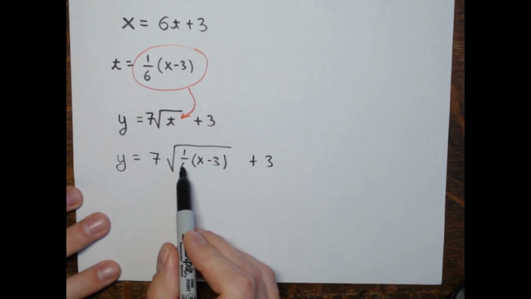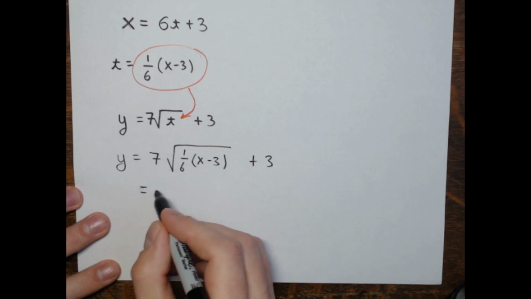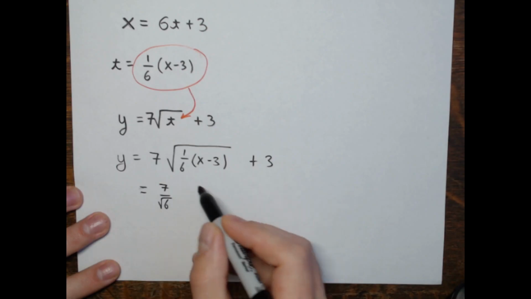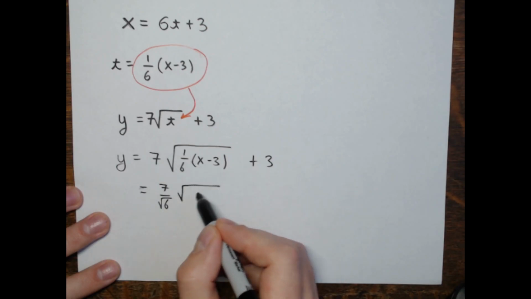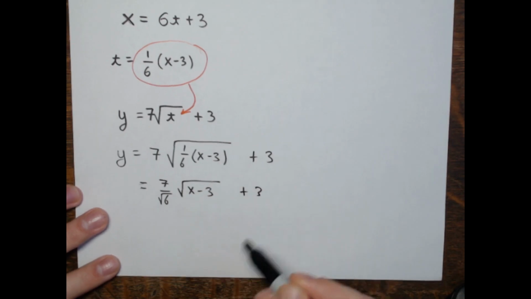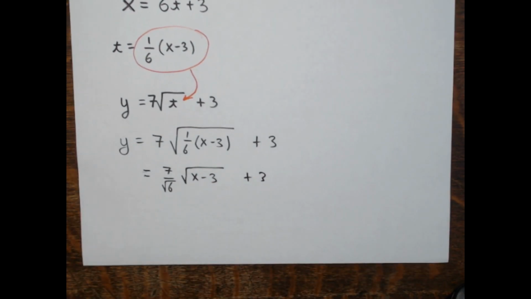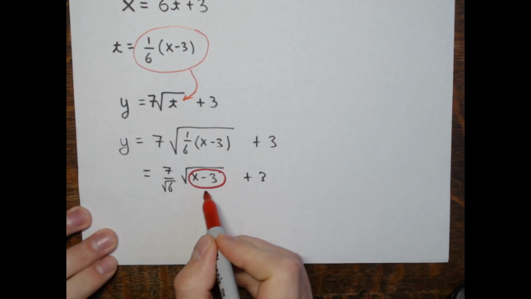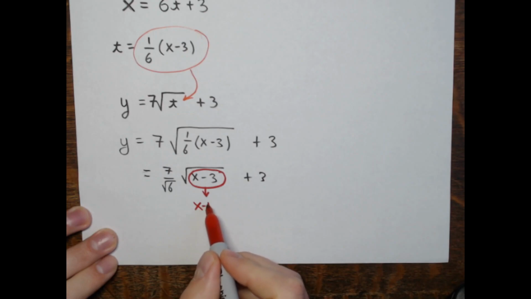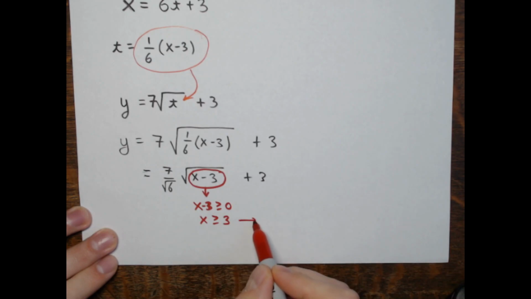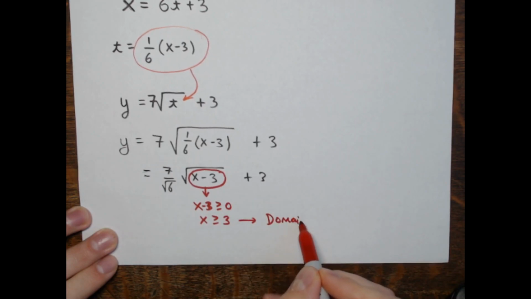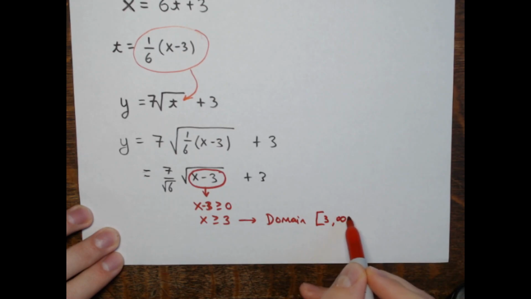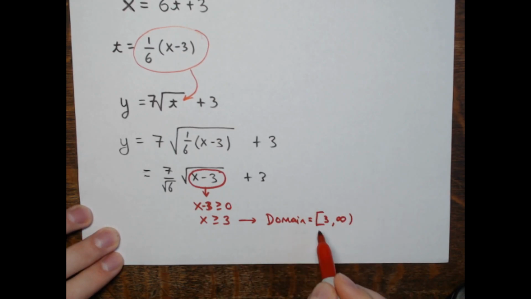Now, the square root of 1/6 is a constant, so I'd have 7 over the square root of 6, and then times the square root of x minus 3, and then plus 3. Now, when we're talking domain here, remember square roots, even roots, the expression inside has to be non-negative, right? X minus 3 has to be greater than or equal to 0. So x must be greater than or equal to 3, telling me that the domain of this function is 3 or greater, right? Numbers 3 or greater when I put it into interval notation here.